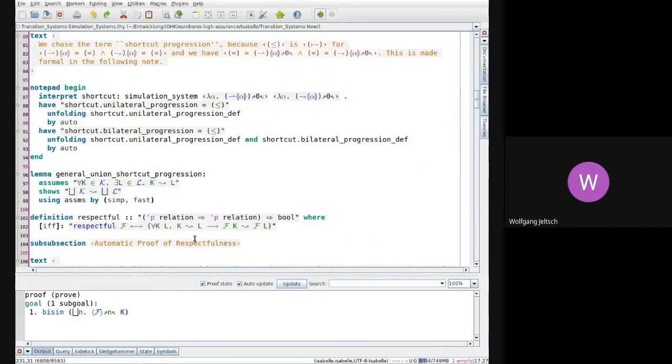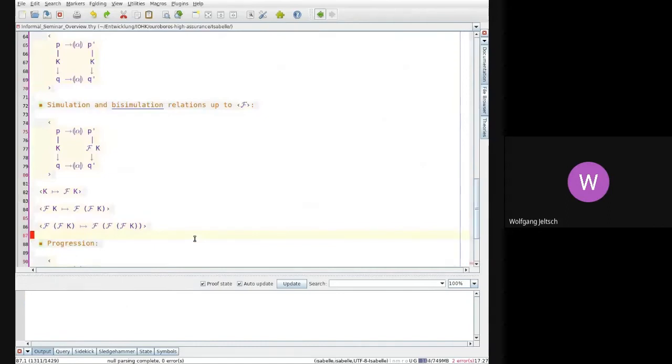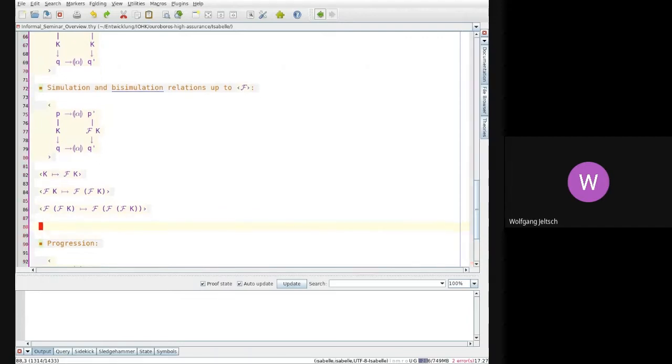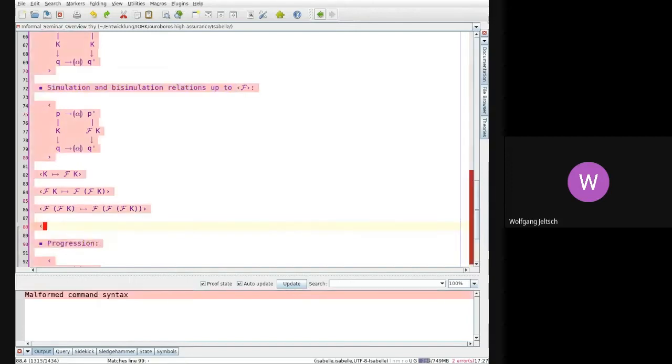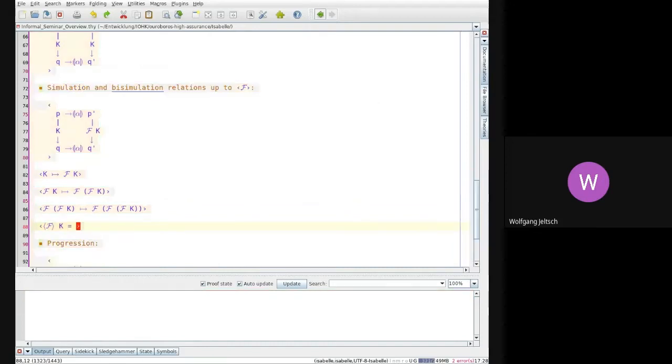Okay, so we don't assume that this F is monotonic, although I think in our use case it always is. But it's not necessary. It would be necessary if we would do what Andre, I think, suggested: we just take the union over the F to the power of n. But we do something different. We first define something that I call the extension of F. That's again a function on relations, and the extension of F applied to some K is defined to be K union F of K.